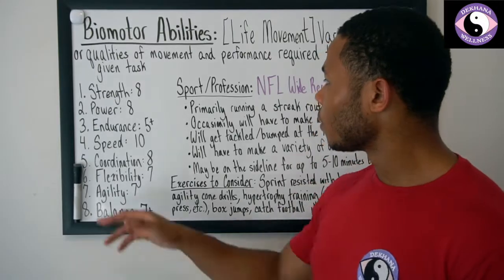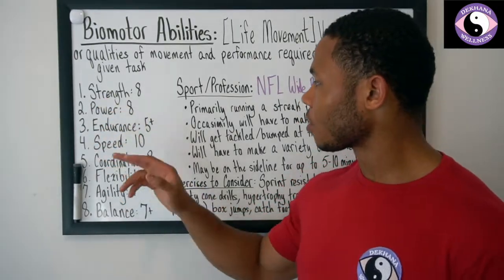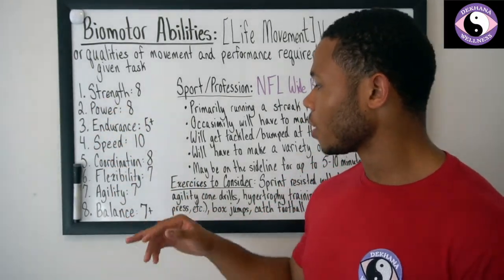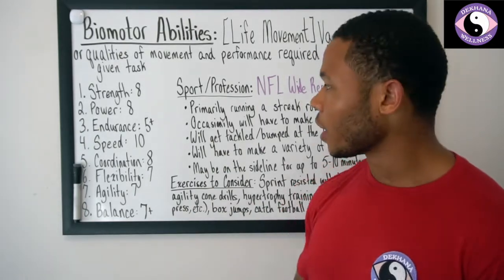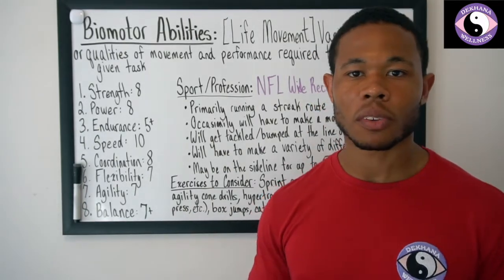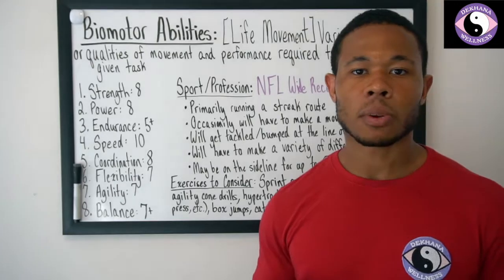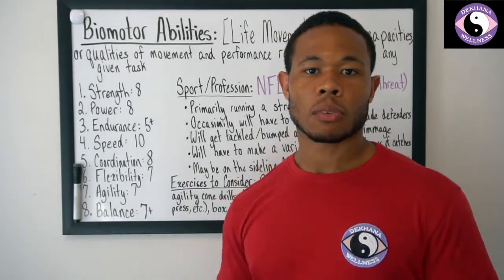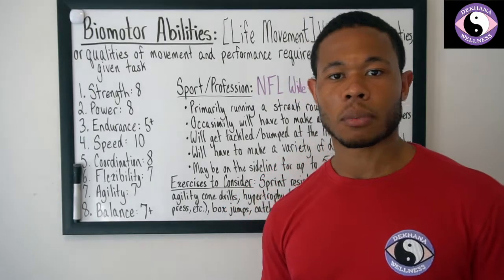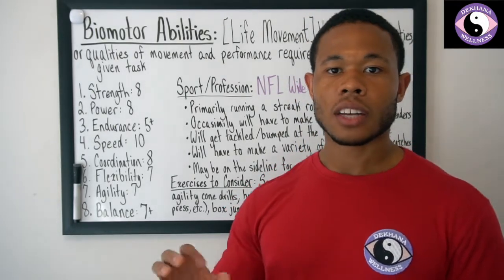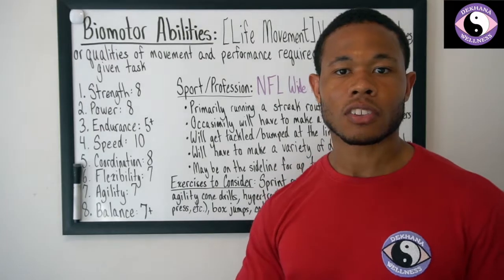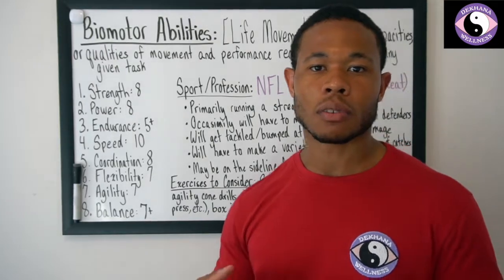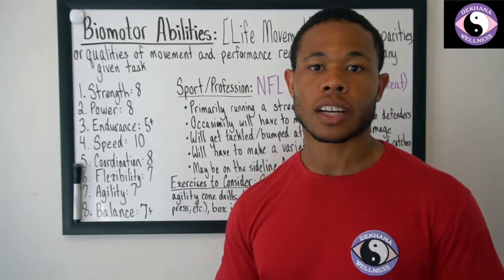So we have strength, power, endurance, speed, coordination, flexibility, agility, and balance. Those are the 8 biomotor abilities that we'll grade on a scale of 1 to 10, and that will help us determine what factors we need to consider first in terms of priority when creating someone's program, and which ones can be neglected or not given so much attention, so we make use of the hour that we're working with the client.